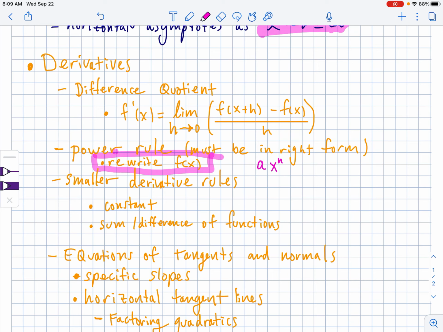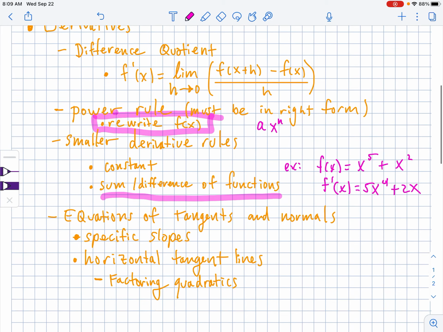Then we did some smaller derivative rules, like the derivative of a constant is 0, or the derivative of a linear, like 5x would just be 5 or something like that. They're not quite official derivative rules, they're just smaller applications of derivatives. This might seem confusing, the sum or difference of functions, but that literally just means something like if you have f of x is equal to x to the 5th plus x squared, the derivative would just be doing the power rule of both parts. That it would be 5x to the 4th plus 2x.